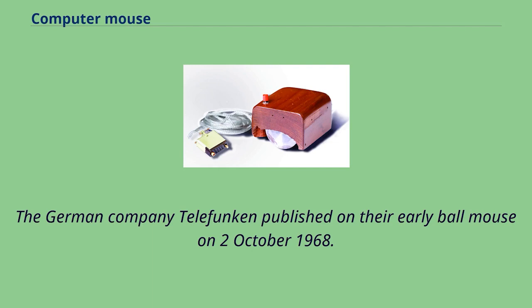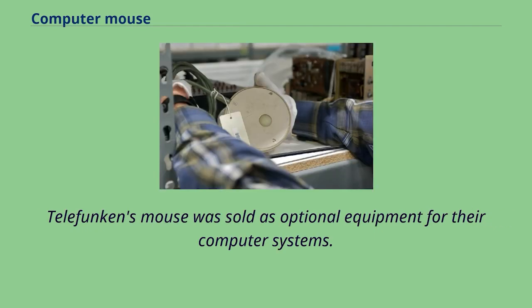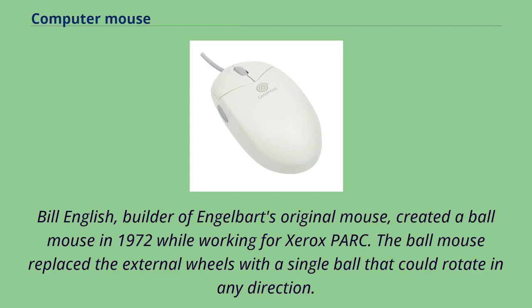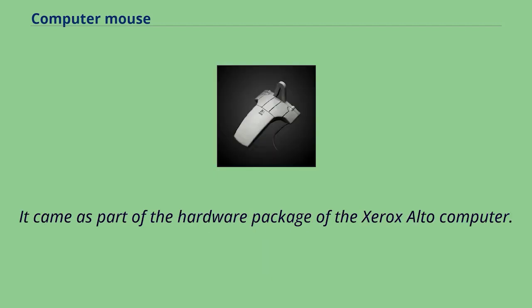The German company Telefunken published on their early ball mouse on October 2, 1968. Telefunken's mouse was sold as optional equipment for their computer systems. Bill English, builder of Engelbart's original mouse, created a ball mouse in 1972 while working for Xerox PARC. The ball mouse replaced the external wheels with a single ball that could rotate in any direction. It came as part of the hardware package of the Xerox Alto computer.